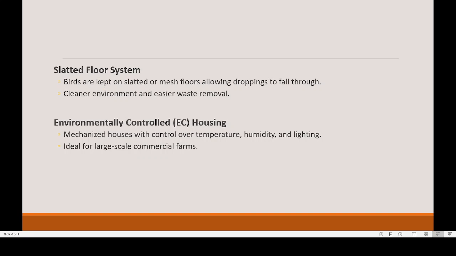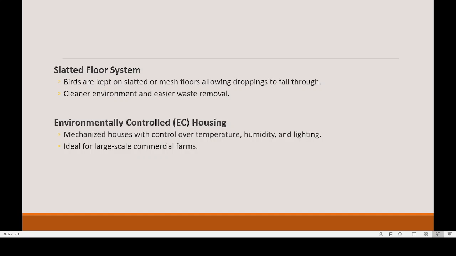See here, this is the environmentally controlled housing. Here everything is controlled. It is a closed setup. Light is controlled, air circulation is controlled, humidity is controlled, and feeding is controlled.